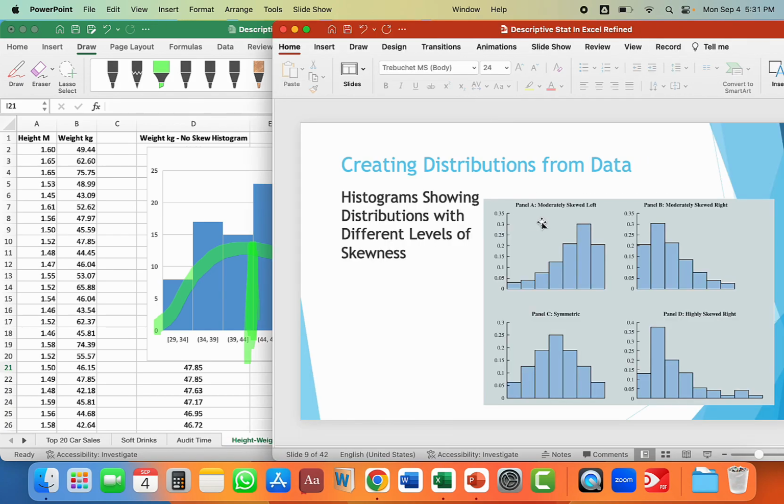Now here is an example. As you can see here on the left side, we call it moderately left skewed, which means there are very small values that are causing this tail, so we call it left skew. And in this one, we have some large values that cause this tail, and we call it right skew. This one appears to be very symmetric, and this one is highly skewed on the right side.